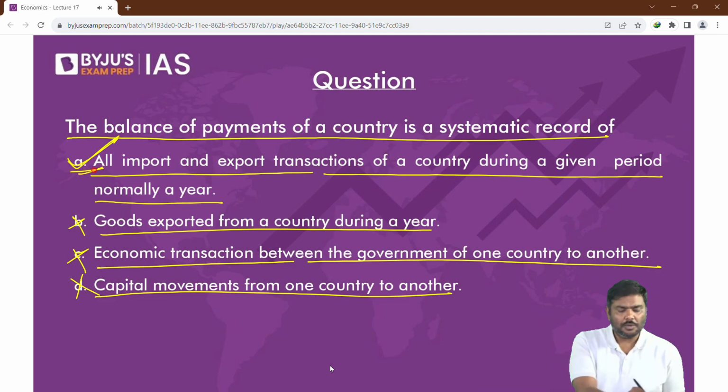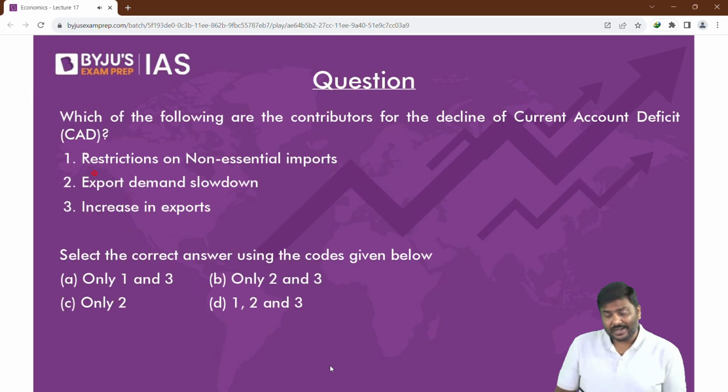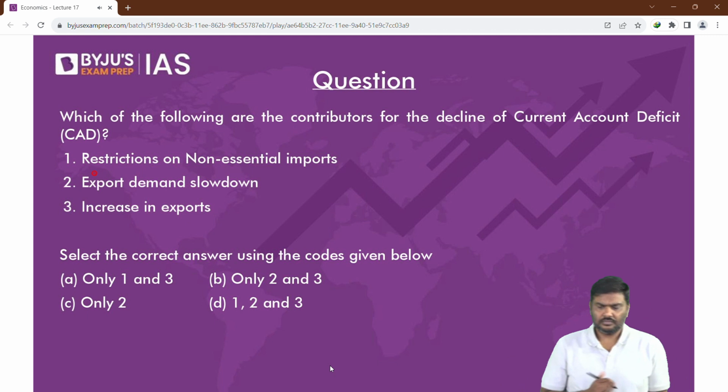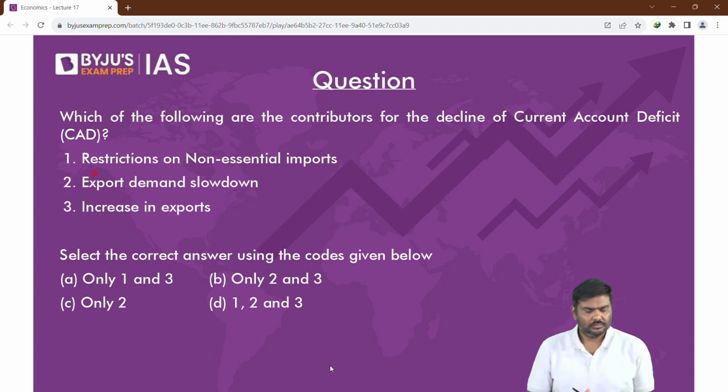Capital movements from one country to another country. It is talking about FDI, FPI. What about remittances? What about goods? What about services? All of that is not covered here. So the right option is option A, all the import and export transactions.